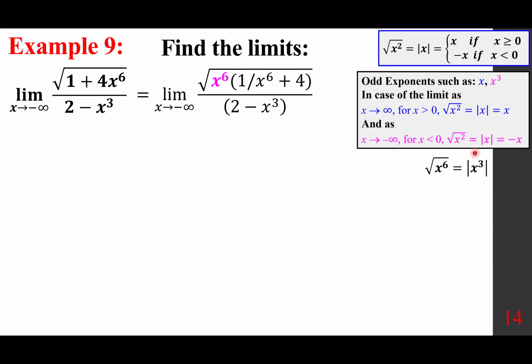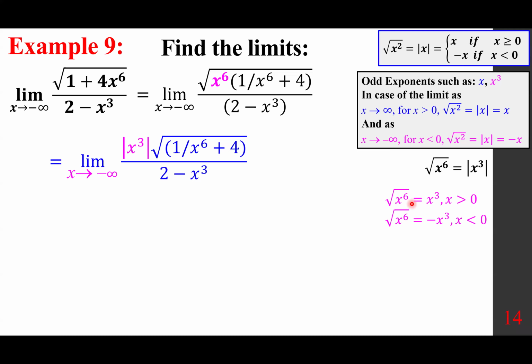the absolute value. And again, the square root of x to the power of 6 is x cubed if x is positive. In other words, if it approaches infinity, you don't have to worry about it. But it's minus x cubed when x is less than 0. What is x? Less than 0. X approaching negative infinity, you have to change the absolute value to minus x cubed.